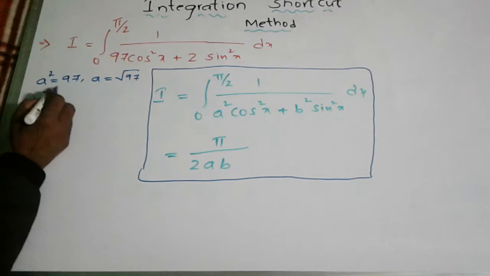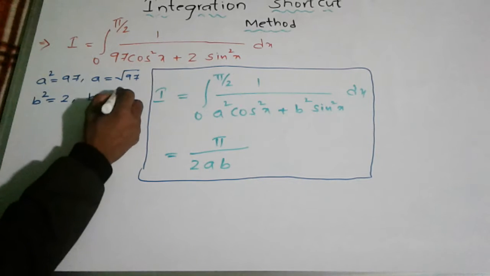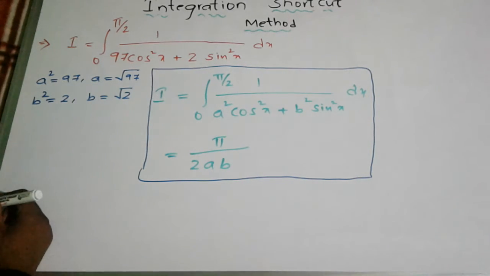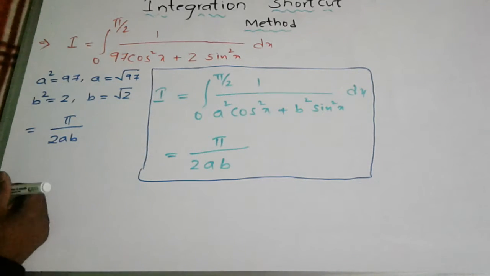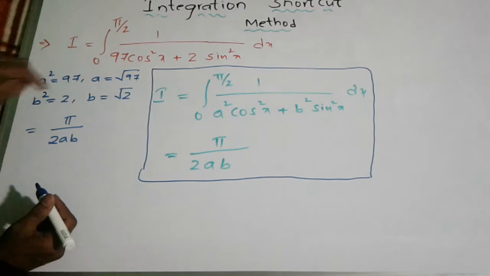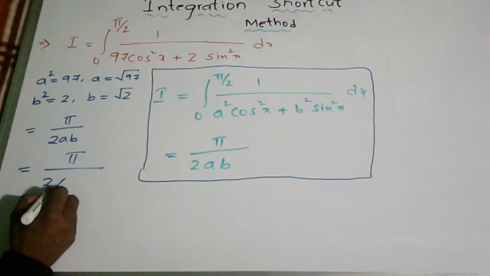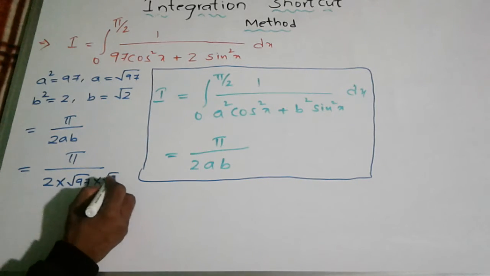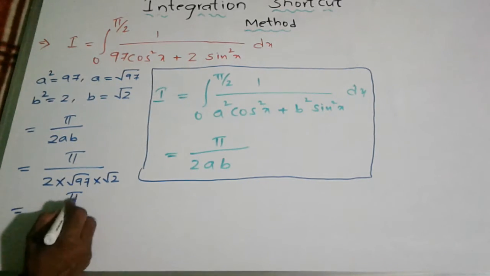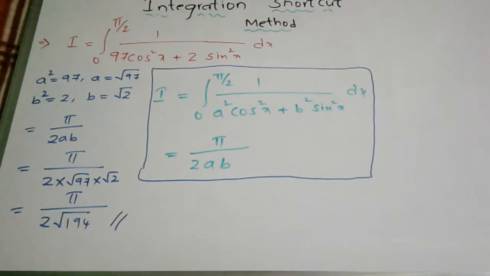And the value of b square is 2 here. So the value of b is root 2, right? And the formula is pi upon 2ab, and I am substituting these a and b values in this so that we will get the answer. 2 multiplied with root 97 multiplied with root 2. So pi upon 2 root 194, and this is our final answer.